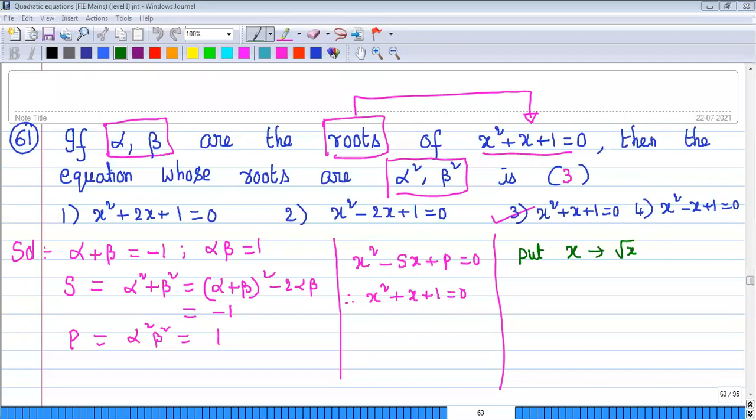So, good morning all. In the last session, we have discussed up to 61 problems.